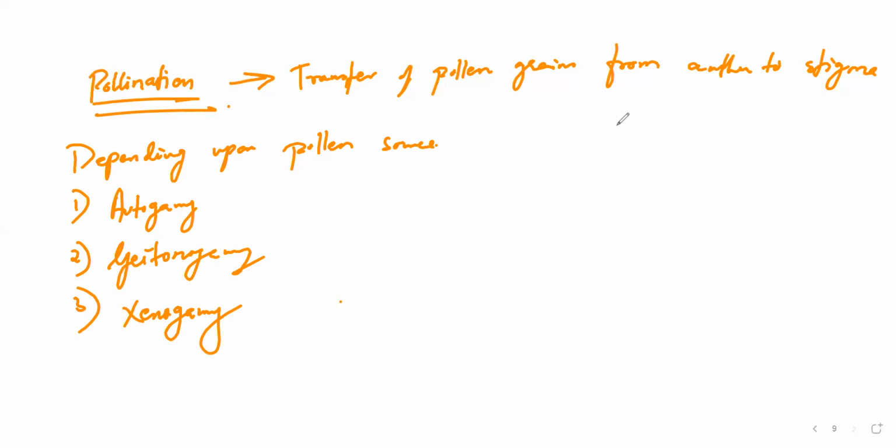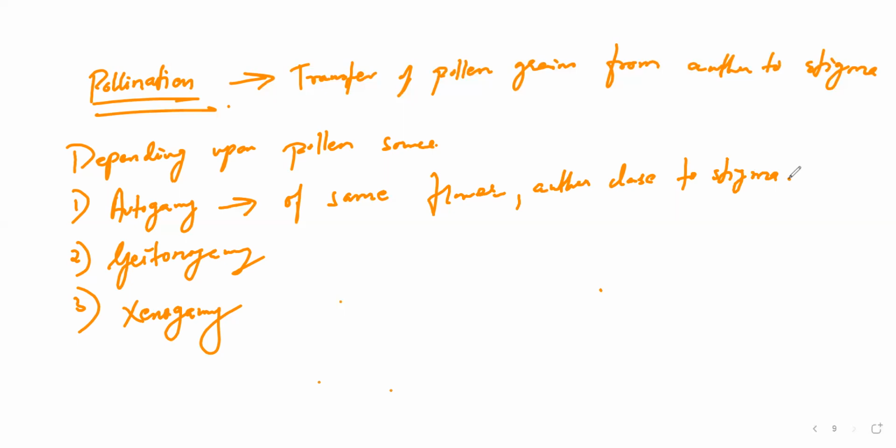Pollination in general, we already know, is transfer of pollen grains from anther to stigma. But what are these different terms? Autogamy means the pollen grains are transferred from anther to stigma of the same flower. Because of this, the anther should be very close to the stigma. Hence they are called the autogamy process.